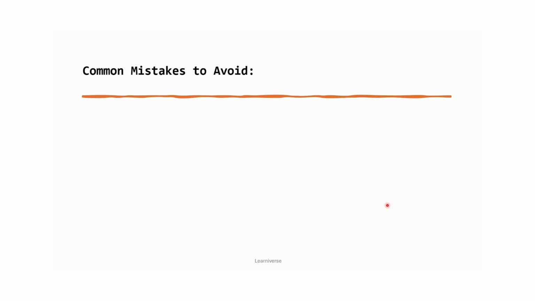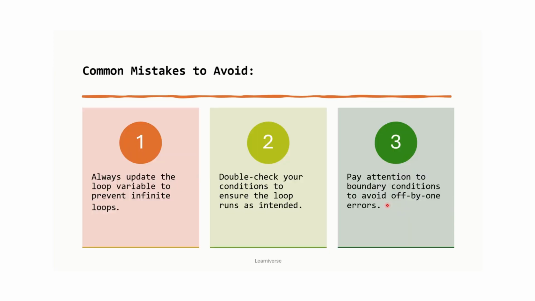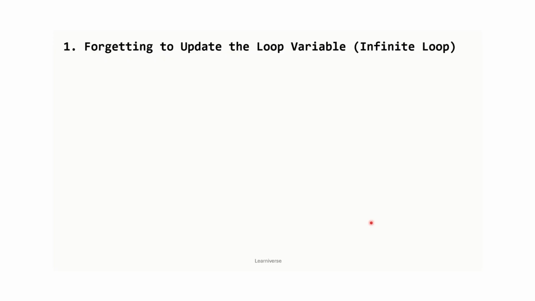Now let's understand what are the common mistakes that we need to avoid. The first one is to always update the loop variable to prevent infinite loops. The second one is to double check your conditions to ensure the loop runs as expected. The third one is you need to give proper attention to boundary conditions to avoid off by one errors. So let's understand one by one.